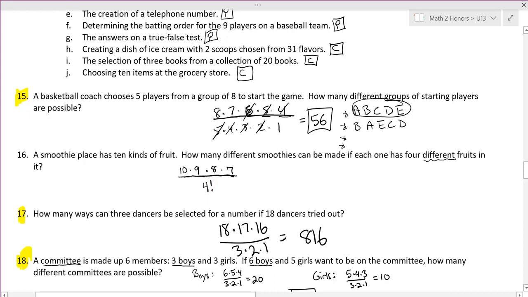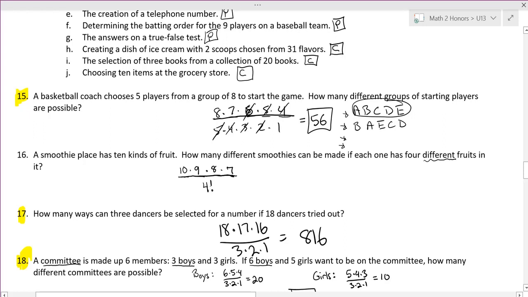So this is the format of a combination. The permutation is on top. It's the 10 times 9 times 8 times 7. That's if the order mattered. Because the order doesn't matter, we're dividing by how many things we pick factorial.